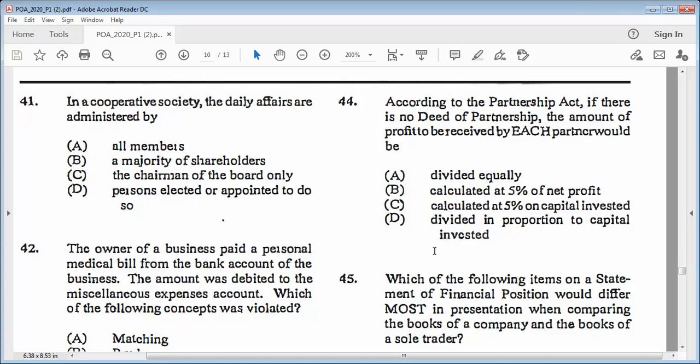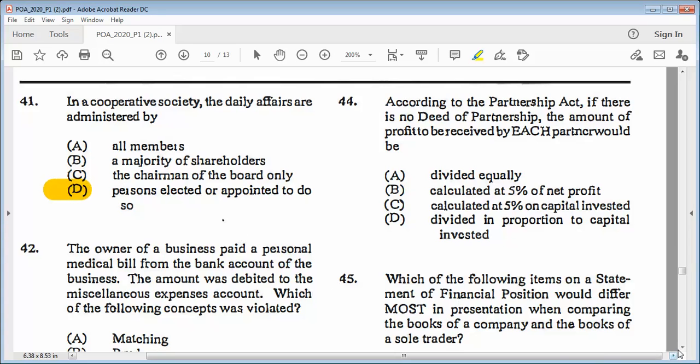So we're beginning at question 41. It says, in a cooperative society, the daily affairs are administered by A, all members, B, a majority of shareholders, C, the chairman of the board only, or D, persons elected or appointed to do so. So we know our answer is D. Persons are elected or appointed to do so. So our answer is D.